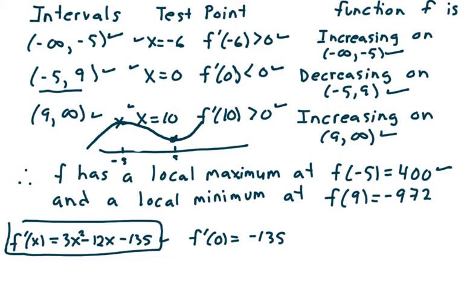So increasing to decreasing, maximum. I literally think like a picture. Decreasing to increasing, minimum. And so f has a local maximum at f of -5 equals 400, and a local minimum at f of 9 equals -972. So I just plugged those critical numbers into the original function.